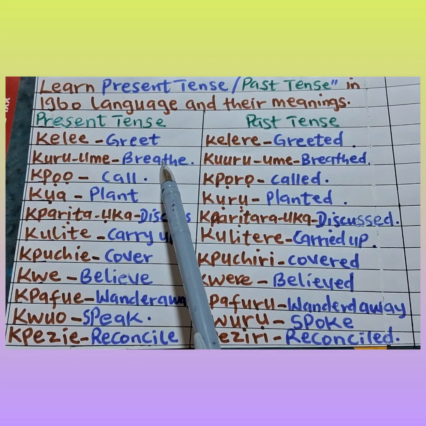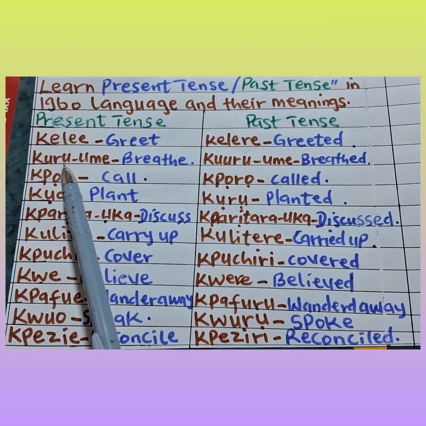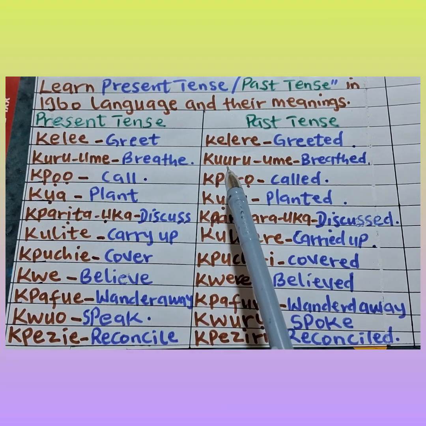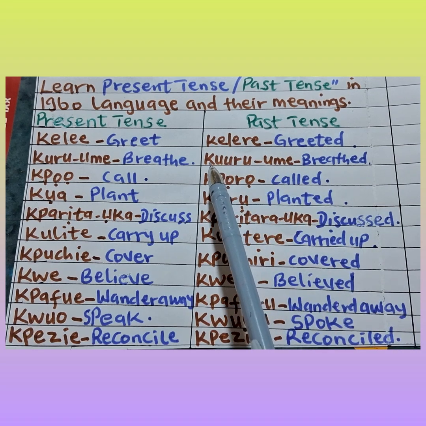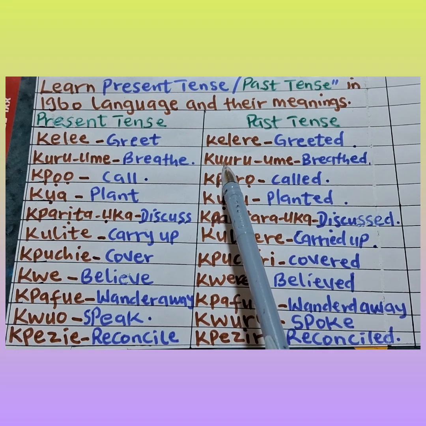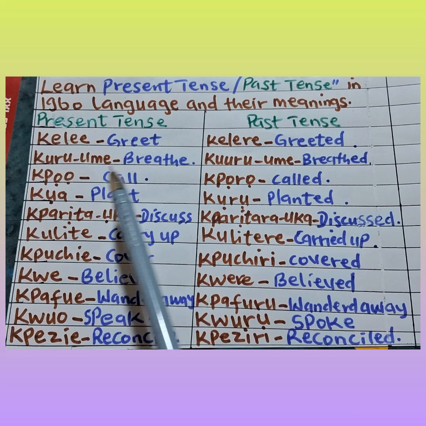Kurume, greet. Past tense of kurume is kurume, greeted. The change here is that we have double u, making it past tense.